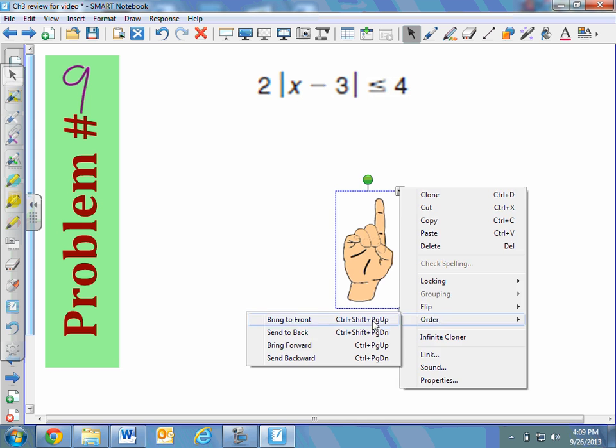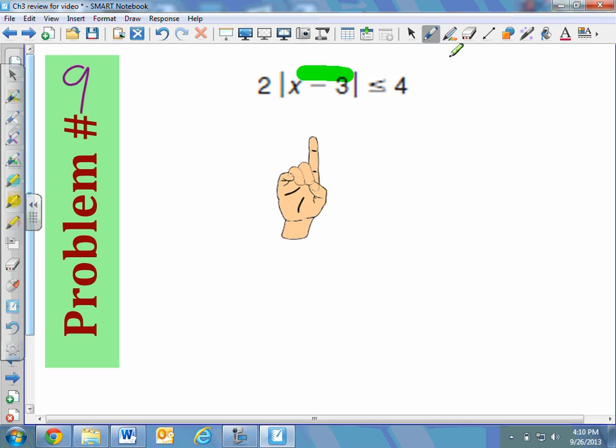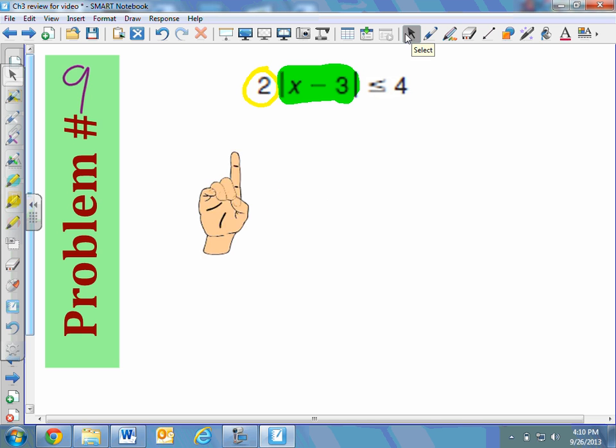All right, let's do this one now. We got an inequality here. Remember, you guys got to isolate this. Isolate. Remember, isolate means get it by itself. So get rid of the other part. Get rid of this 2. Okay, we're going to get rid of that 2. And how on earth do you get rid of that 2 there?